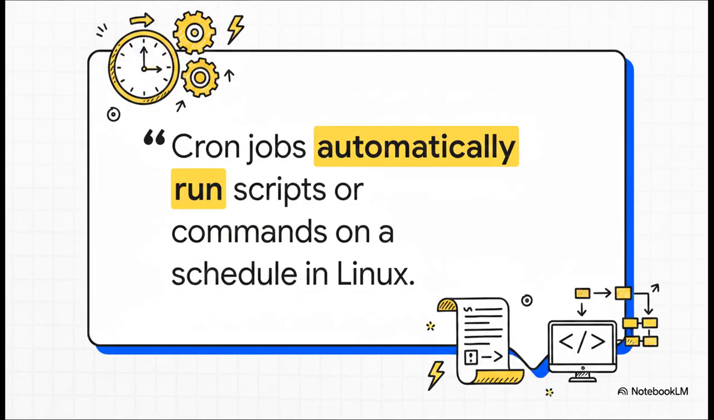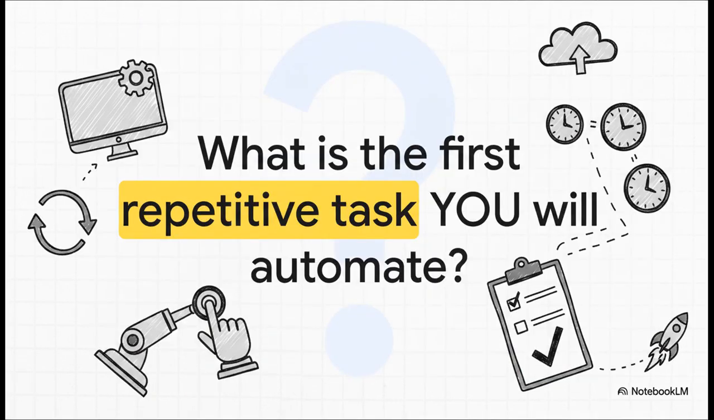So, if we're going to boil this all down to a single sentence, it's this. Cron is your own personal automated scheduler. It's a simple but incredibly powerful way to run any command or script you can think of, exactly when you want it to run. And that pretty much wraps it up.